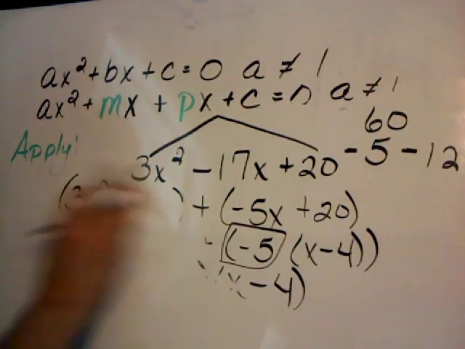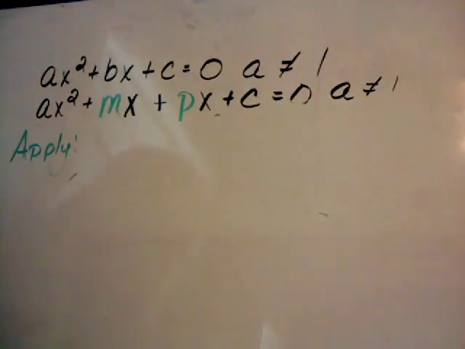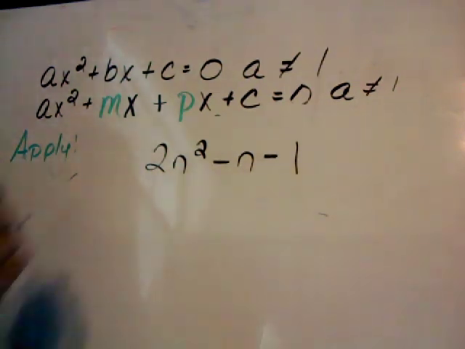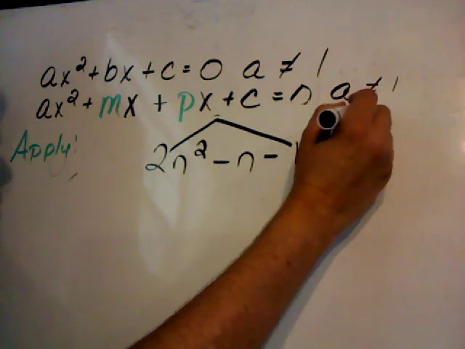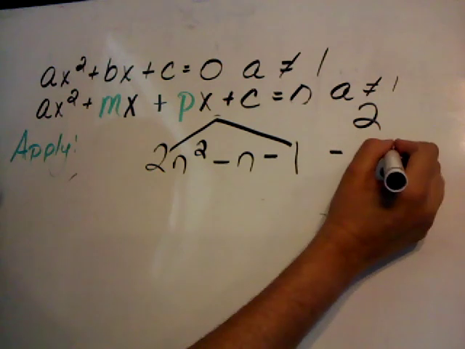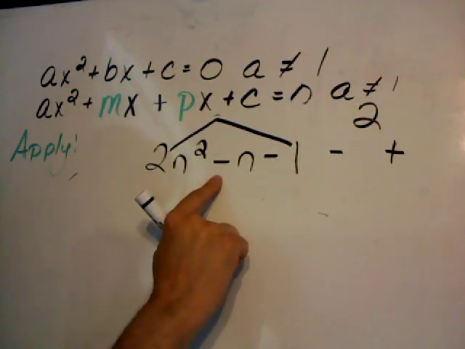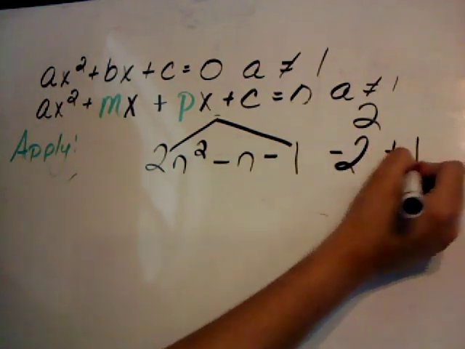All right, let's look at our guided practice. It reads 2n squared minus n minus 1. So I need to multiply 2 times 1, which gives me 2. So I need something that when I multiply it, I get 2, but when I add it, I get a negative, okay? So that's going to be 2 and 1.